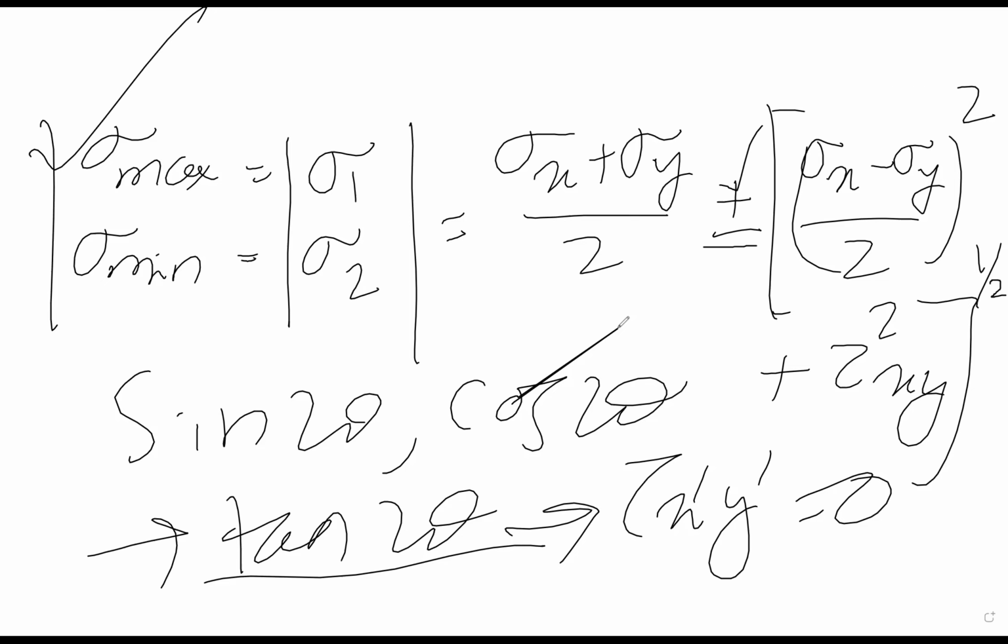So the question arises here: once you find the values of sigma 1 and sigma 2, you have calculated the principal stresses. Can you represent the direction of the principal stress? In which direction will this principal stress act? How can we represent the direction of the principal stress? Can anyone give an idea about how to represent the direction of the principal stresses?